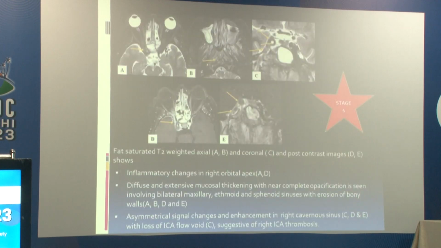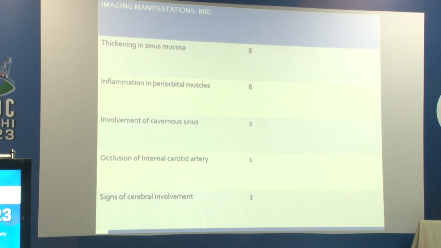This is an MRI image of a patient who we unfortunately lost, who presented to us in stage 4 with ICA thrombosis on the right side. The imaging manifestations of all the patients showed thickening in the sinus mucosa and inflammation of the periorbital muscle. There were 2 patients with cavernous sinus involvement, ICA occlusion in 1 patient and cerebral involvement in 3 patients.